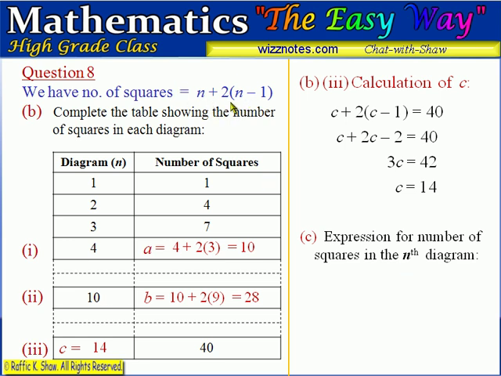We can start with this formulation that we have for the number of squares and reduce that to a simpler term. And this is it. The number of squares in the nth diagram would be equal to this, and this reduces to n plus 2n minus 2. That's what happens when we expand this bracket. 2 times n is 2n. 2 times minus 1 is minus 2. Now n plus 2n is 3n. So that reduces to 3n minus 2. So that's a more simplified formula for the number of squares in the nth diagram.